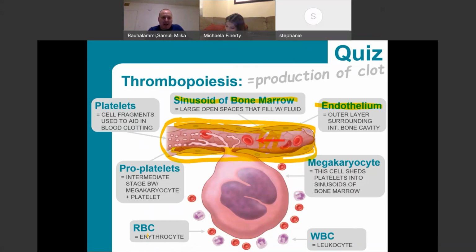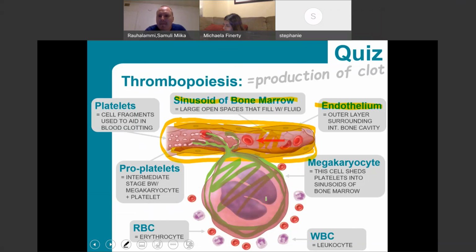Then what you are asked to notice is also to recognize that this big cell, which has parts of it extending into the bone marrow, is a megakaryocyte. Megakaryocyte is a cell that sheds platelets into the bone marrow. So those small cell fragments that platelets are, they come from megakaryocytes.